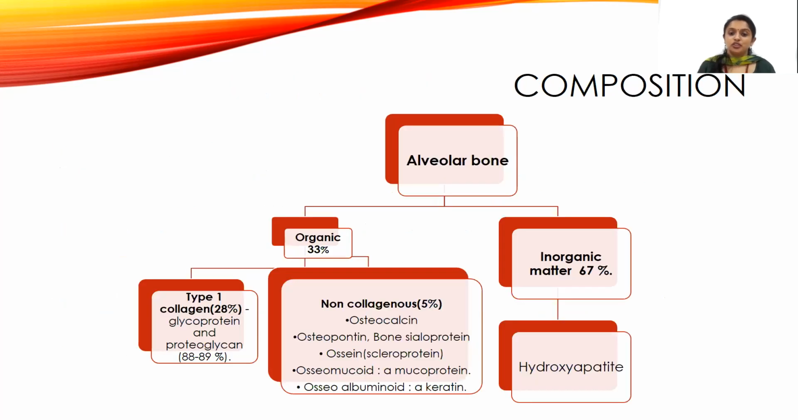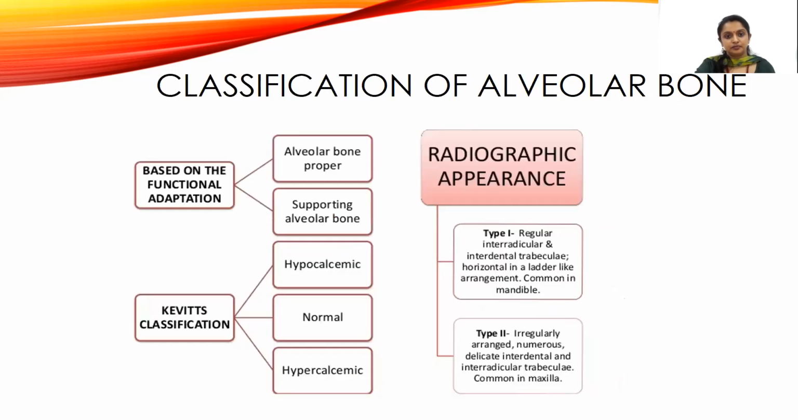Now, coming to the composition, alveolar bone has both an organic and an inorganic part. The major portion is the inorganic matter, which is 67% hydroxyapatite, whereas 33% is organic, where type 1 collagen is 28%, containing glycoprotein and proteoglycan, and non-collagenous proteins are around 5%, which includes osteocalcin, osteopontin, bone sialoprotein, osseine, which is a scleroprotein, osseomucoid, a mucoprotein, and osseoalbuminoid, which is a keratin.